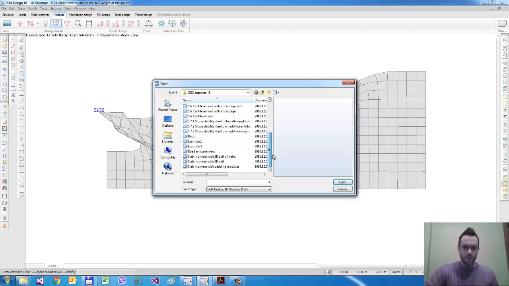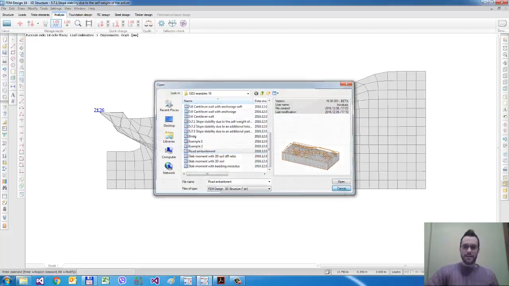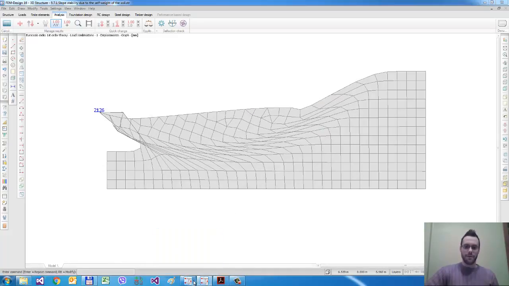Okay, so let's see what else we have here. Yes, I showed you this moment distribution. Now I would like to show you a feature not exactly connected with the 3D soil module: the influence line module in FEM-Design.